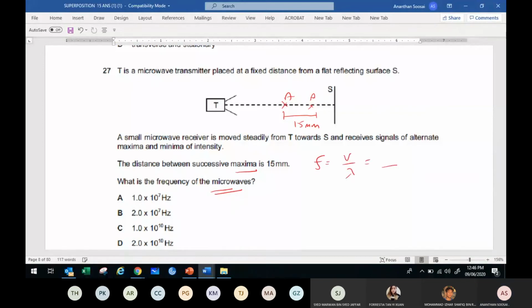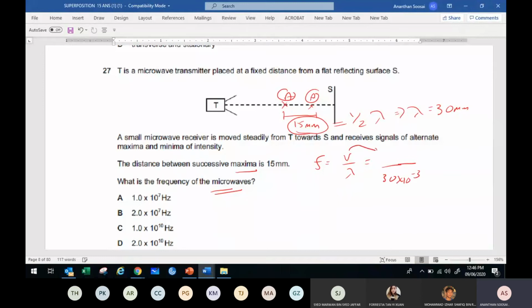So lambda, how much? 15 mm is how many lambda? 15 mm is half lambda. Antinode to antinode is half lambda, right? So lambda is 30 mm. So lambda here is 30 times 10 to the power of -3, and we put it in meters.